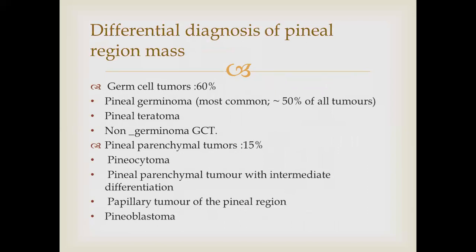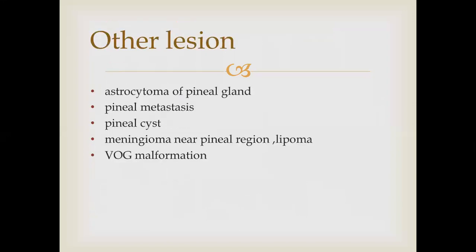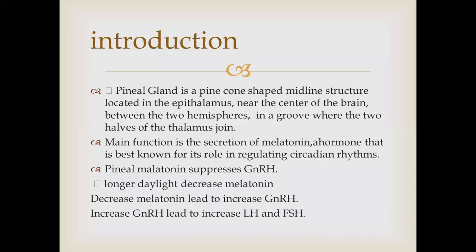Differential diagnosis: pineal region mass. Germ cell tumors account for 60% of this. There is pineal germinoma, the most common type, accounting for 15% of all tumors. Pineal teratoma and non-germinoma. Pineal parenchymal tumors account for 15% of cases. Other lesions include astrocytoma, pineal metastasis, pineal cyst, meningioma, lipoma, and vein of Galen malformation.